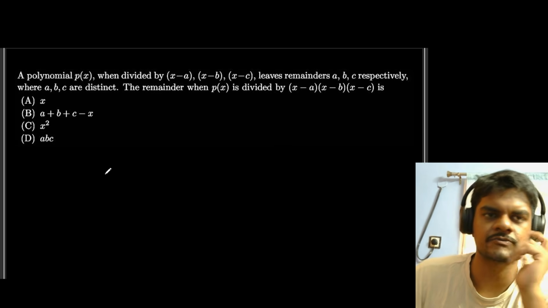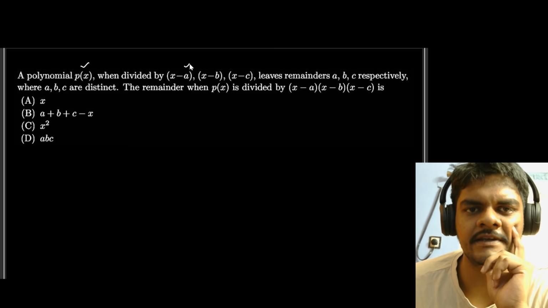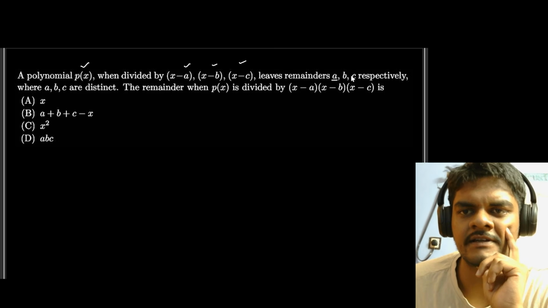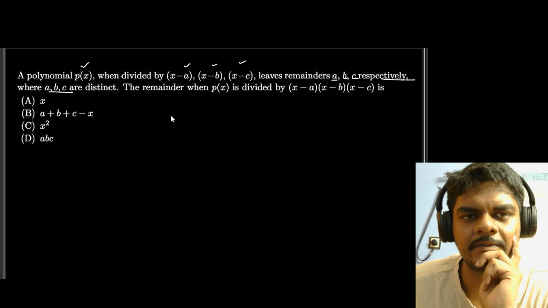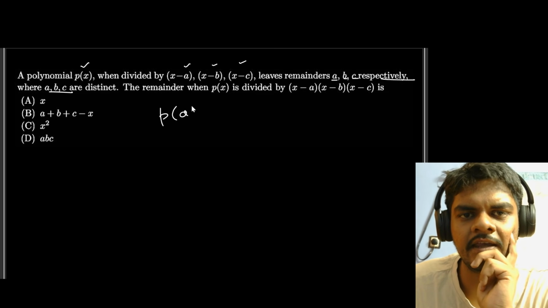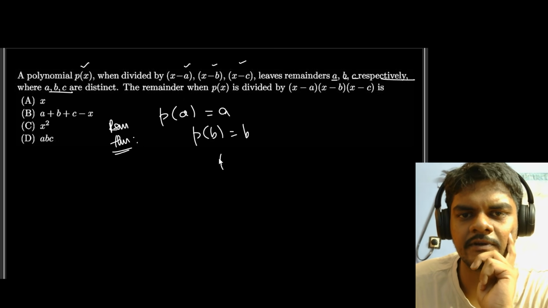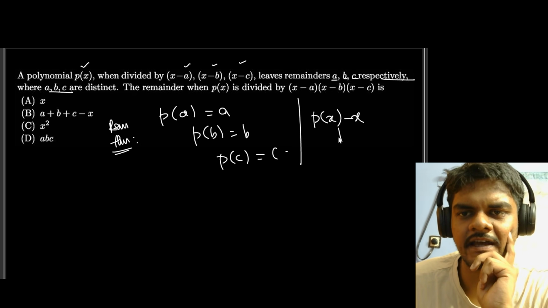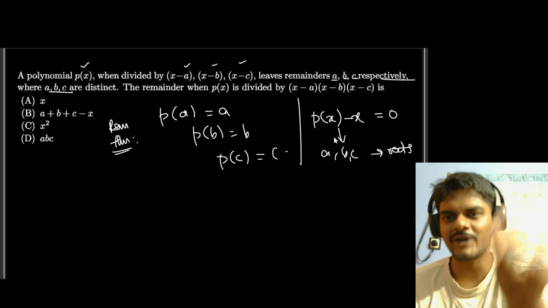Now pause the video and try this question. We have a polynomial p of x, and when this polynomial is divided by x minus a, x minus b, x minus c, it leaves the remainder a, b, c respectively, where a, b, c are distinct. That means p of a, so this is remainder theorem, by the way, says p of a equals a, p of b equals b, p of c equals c. That means p of x minus x has a, b, c as roots, right? p of x minus x equal to 0 has these 3 roots.